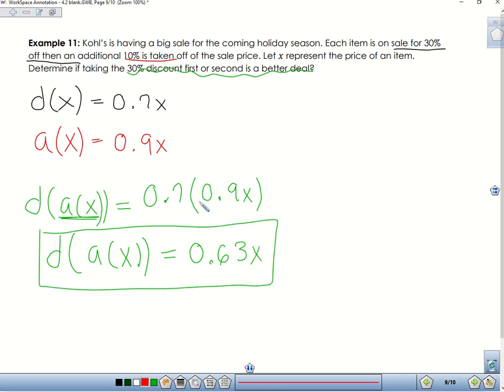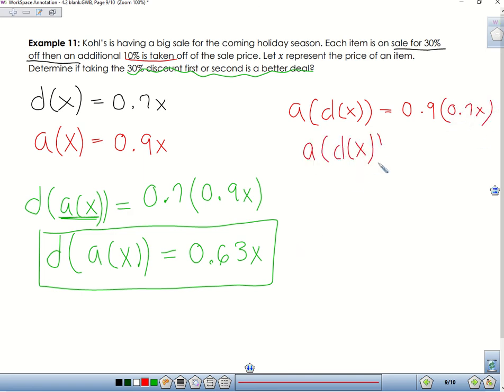Now we need to do it the other way around. So we need to do A of D of X. So that's going to be the A of X function, and in its X we're going to be plugging in the D of X function. So that's going to be A of D of X is equal to 0.63x.